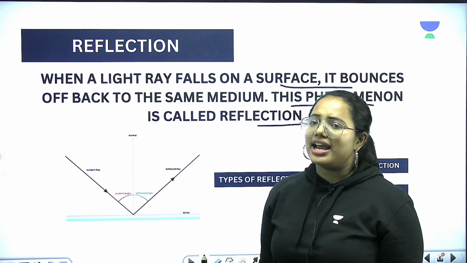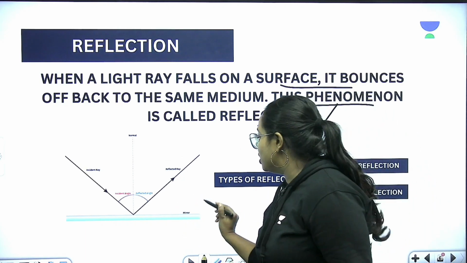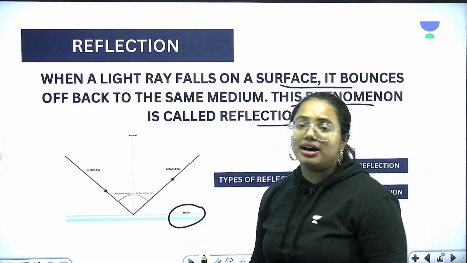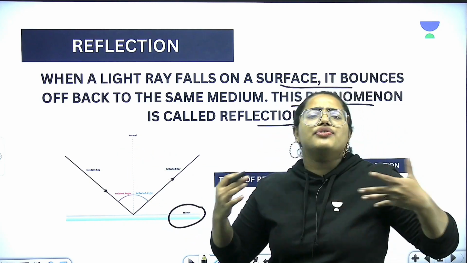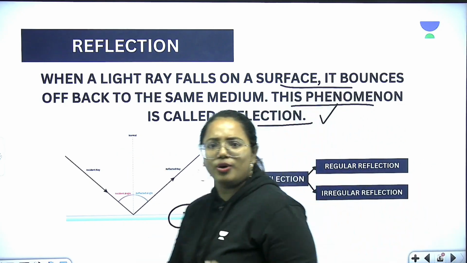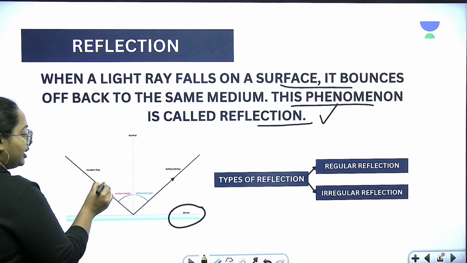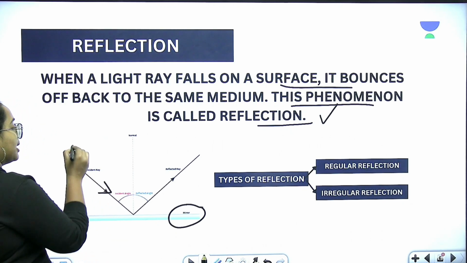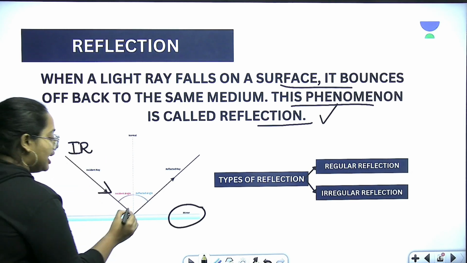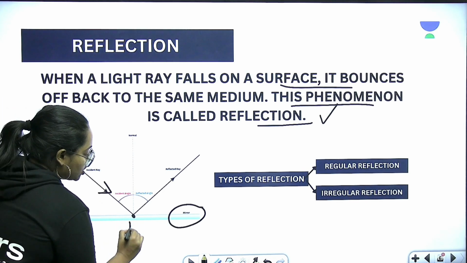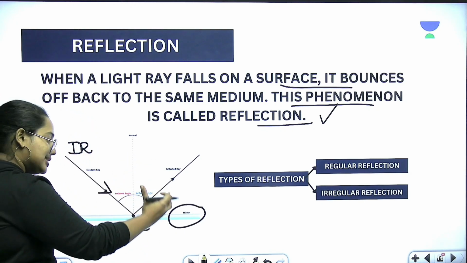I have made a small picture for you, and you can see that the mirror is considered as our surface. The light ray which falls onto the surface is called, what is that? Can anybody tell me? If you look at this picture, the light ray which falls onto the surface is called the incident ray, IR. Got it? And this strikes the surface at the point called POI, point of incidence.